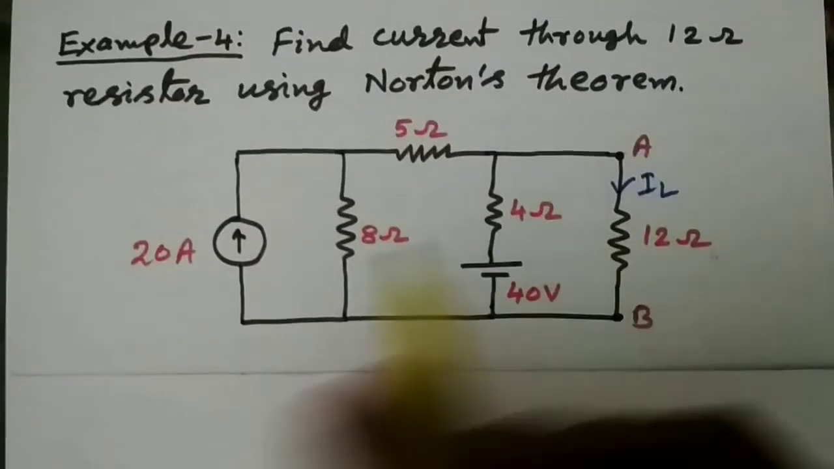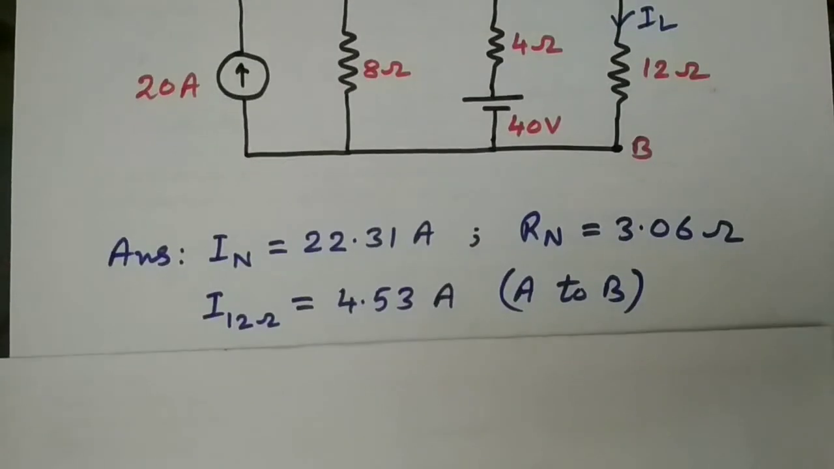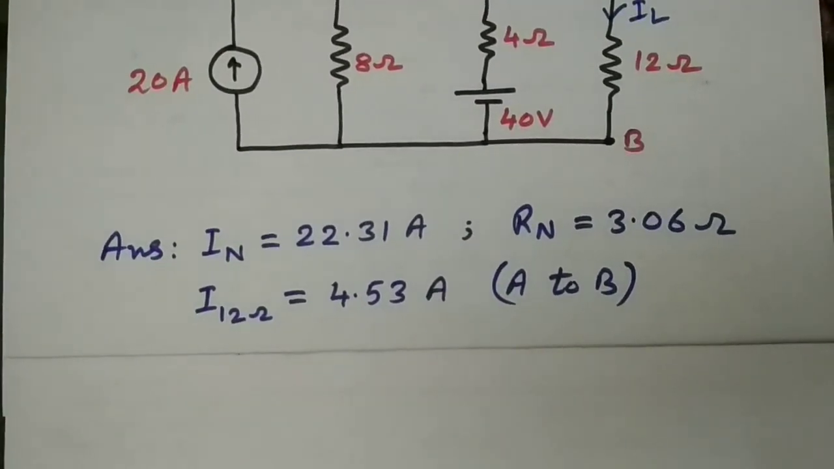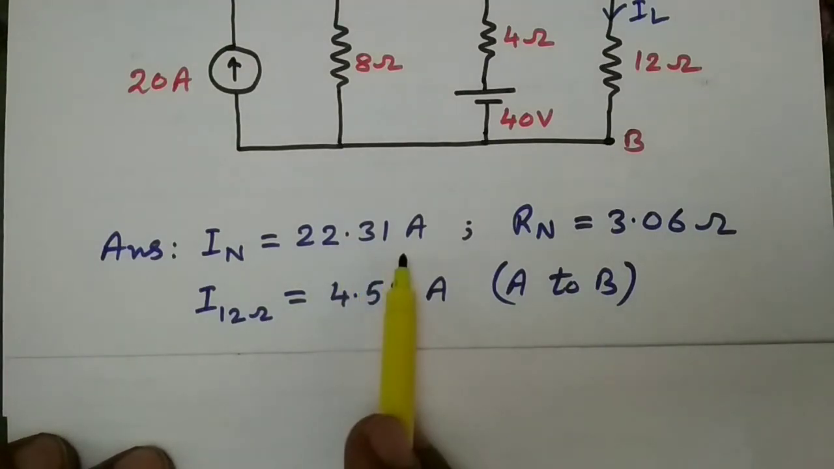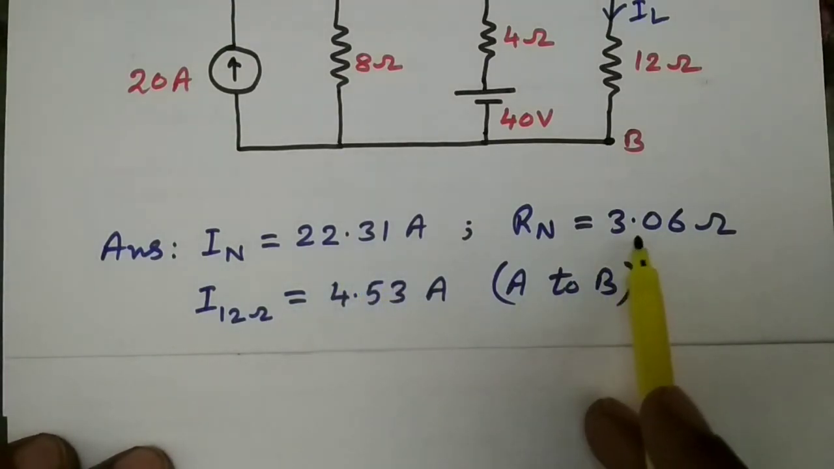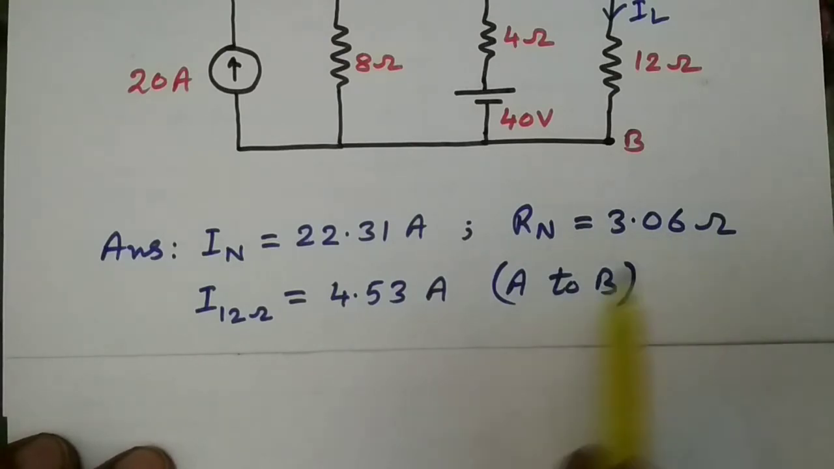For this question, for reference, the answers are IN is equal to 22.31 ampere, RN is 3.06 ohms, and the current in the 12 ohm resistance is 4.53 ampere. The direction will be from A to B.